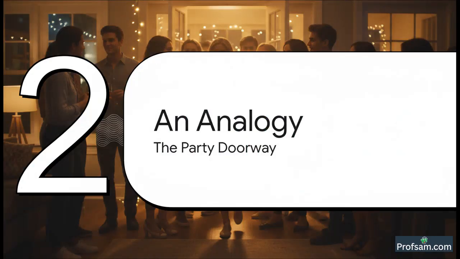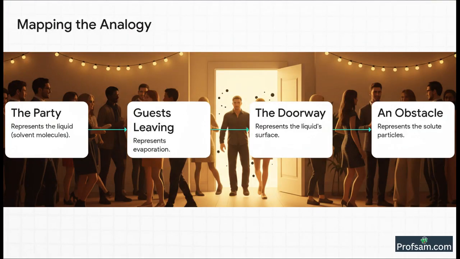To make this idea very, very clear, let us use a simple analogy. I want you to imagine a crowded party. This party is our liquid. The guests who are trying to leave the party represent evaporation, and there is only a single doorway to leave. This is the liquid's surface. Now, what if someone just stands in the doorway, blocking the path? Of course, fewer people can get out. The solute particles act exactly like this obstacle, reducing the rate of evaporation.